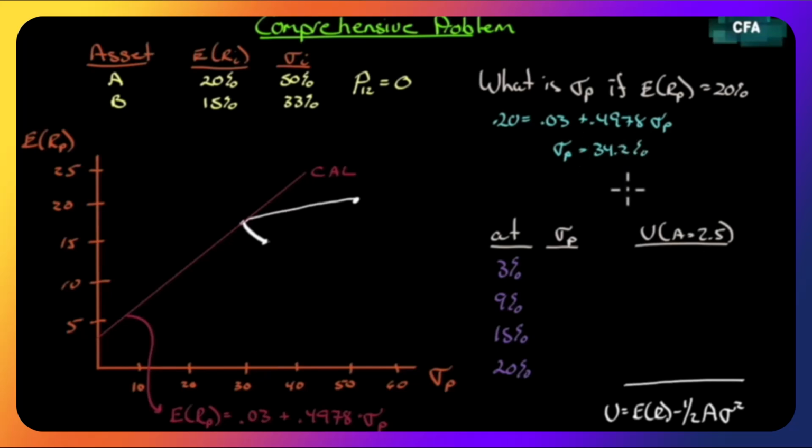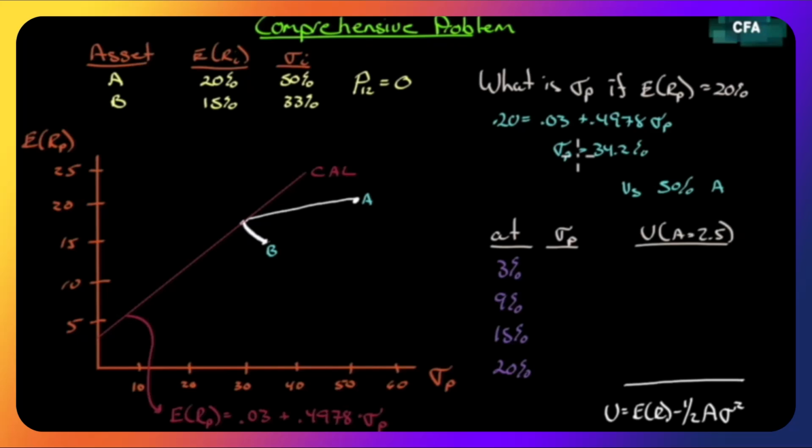Now that is 34.2% versus 50% for asset A, or 33% for asset B. Remember, here is asset A, here is asset B. If they were perfectly correlated, we could draw a straight line, but they have zero correlation, so we get this minimum variance frontier. We have 34.2%, which is slightly higher than B, but significantly less than A. So the combination of the two with the risk-free asset allows us to achieve a return equal to asset A for much less risk, 34.2.